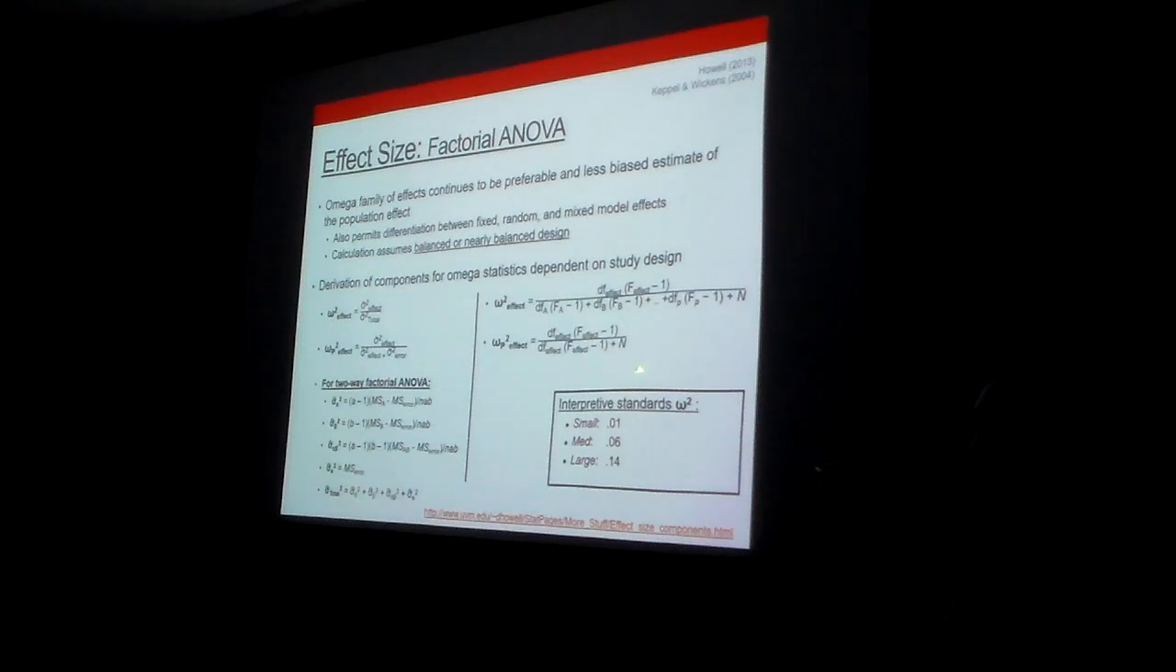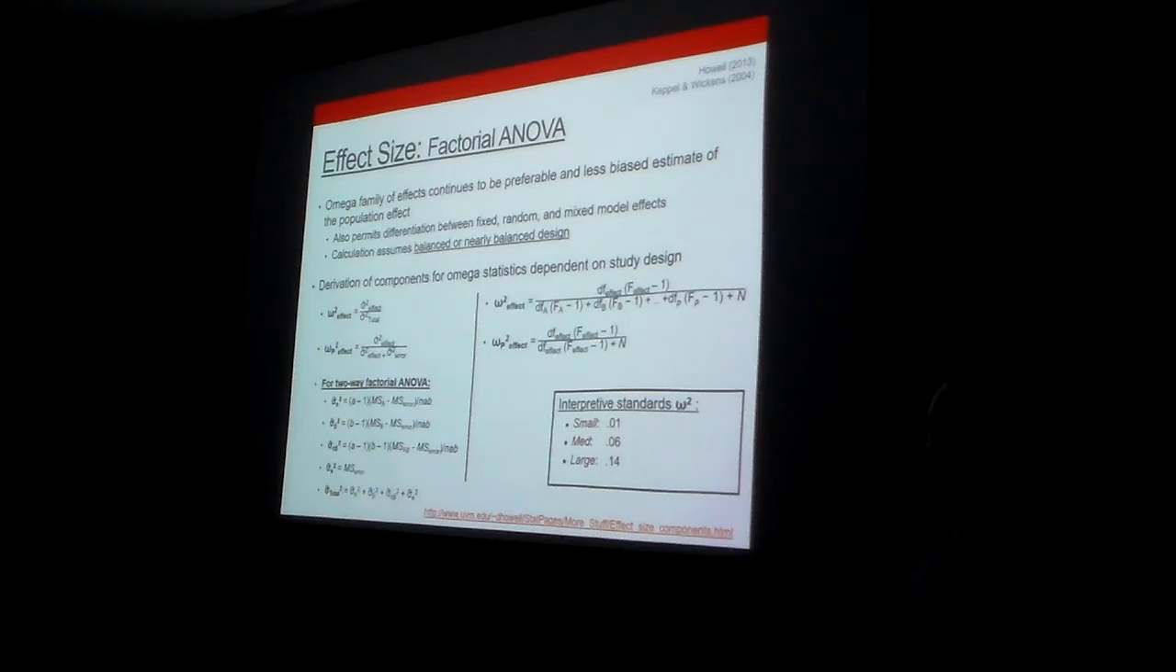Partial omega squared is a little bit easier. Again, let's say we're looking at the effect of factor A. It's the degrees of freedom for factor A times (F for factor A minus 1), over the degrees of freedom for factor A times (F for factor A minus 1), plus N. This will give you your omega squared.